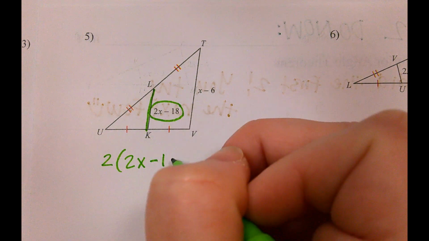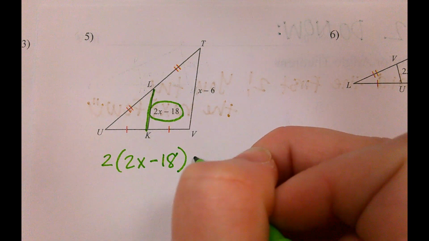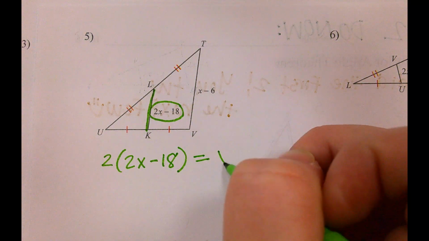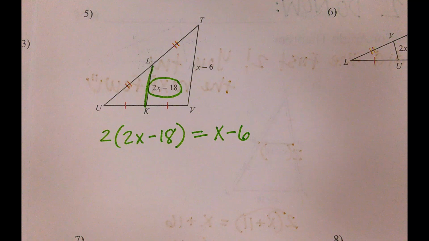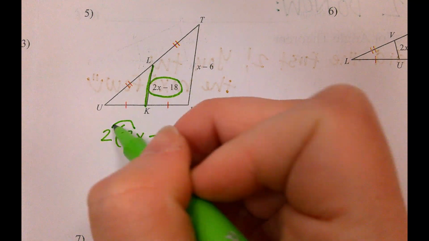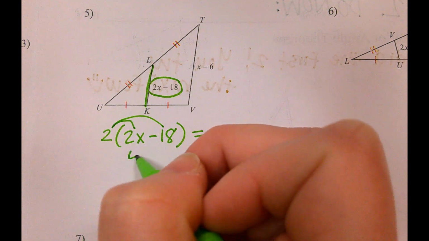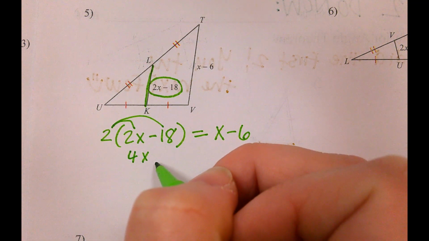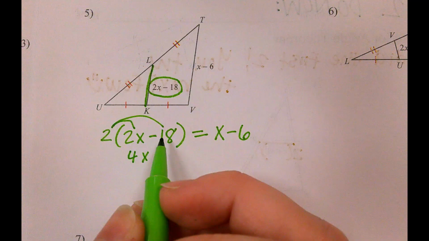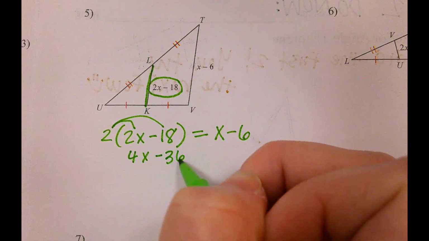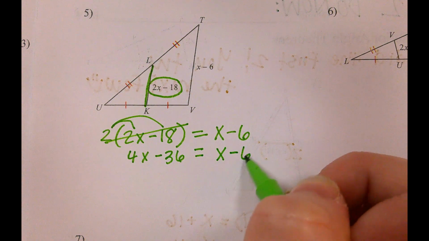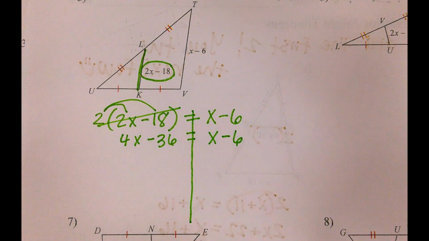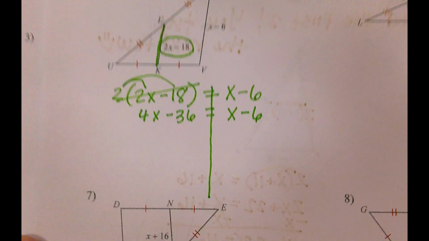2 times that 2x minus 18 equals x minus 6. Perfect. Can you distribute? Good. Same steps. Once you've done it, you distribute the big 4x minus 36 equals x minus 6. I'll draw a little line. And you subtract x on each side.